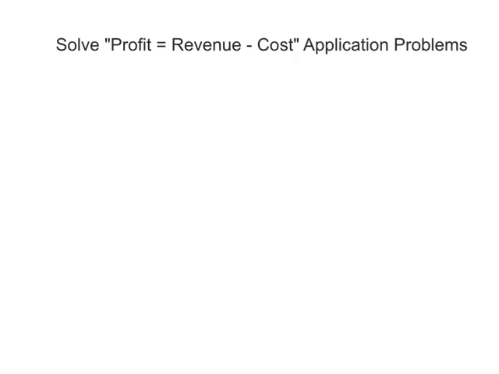Let's take a look at how we solve profit equals revenue minus cost application problems. This type of problem will give you a per item cost and a per item revenue. For example, maybe a company makes vacuum cleaners, and the vacuum cleaners cost $10 to make. The $10 would be your per item cost, and then maybe they're able to sell those vacuum cleaners for $60. Then the $60 would be your per item revenue.